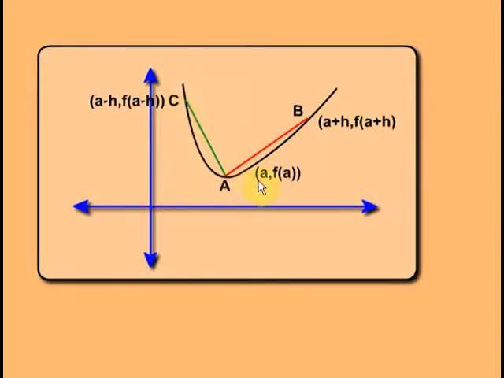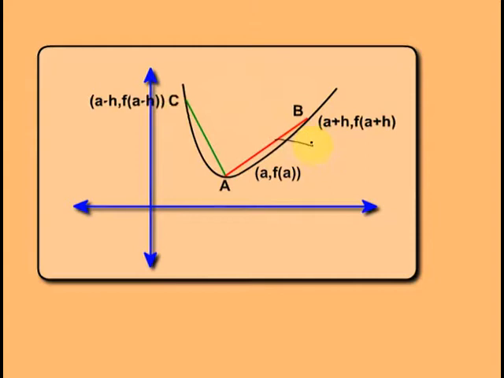Now let us say that this is any curve y equal to f of x. We take any point A as (a, f(a)). Let us say that B is any point to the right side of A, so the coordinates of B are (a plus h, f(a plus h)). Similarly, we take a point C on the left side of A, the x coordinate of which is a minus h. So the corresponding value of y would be f(a minus h).